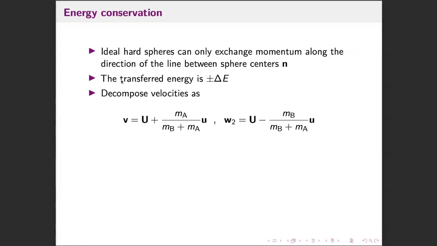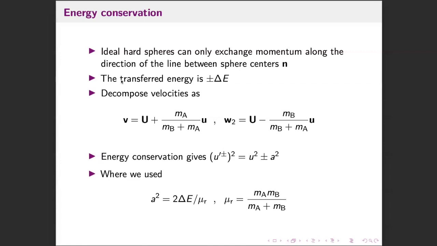When you want to describe your collisions, it's always helpful to decompose your velocities as follows. You decompose them into a center of mass velocity, capital U, which is always conserved by momentum conservation. And then there is this relative velocity, small u, whose magnitude is determined by energy conservation. But now energy conservation is violated because there is a reaction. And so here u squared is just 2 delta E. So this is proportional to this energy transfer, but it cares also about what is called the reduced mass of the two particles.